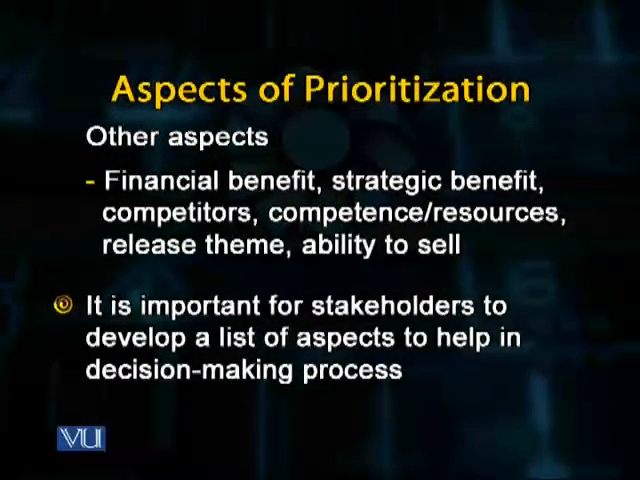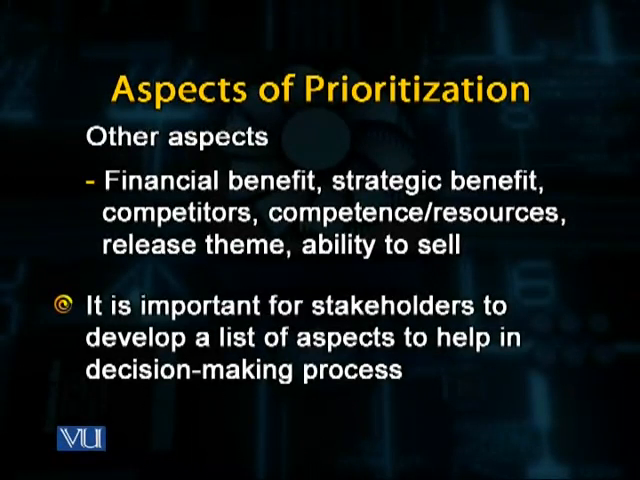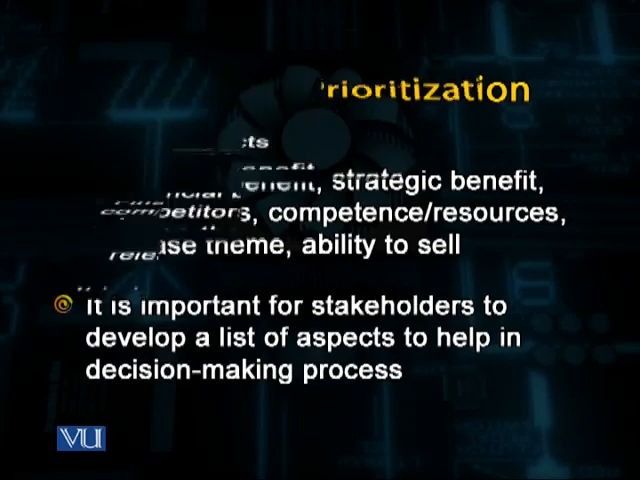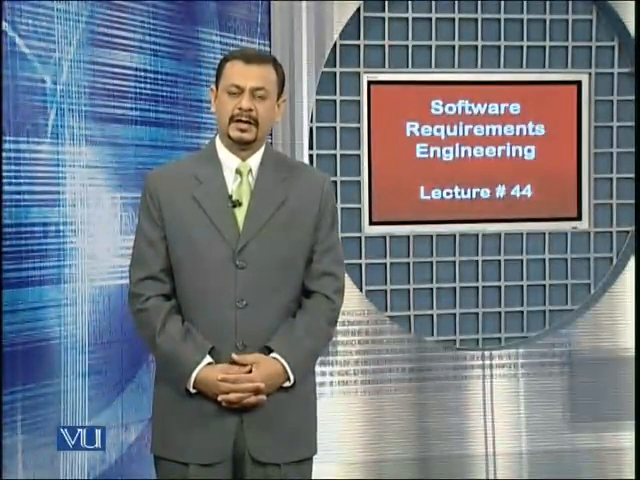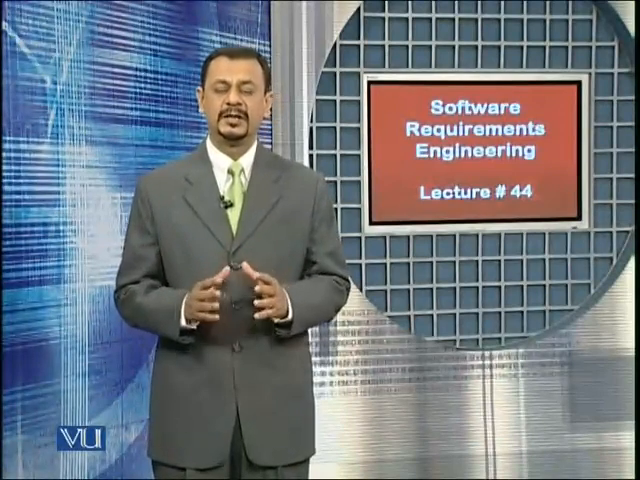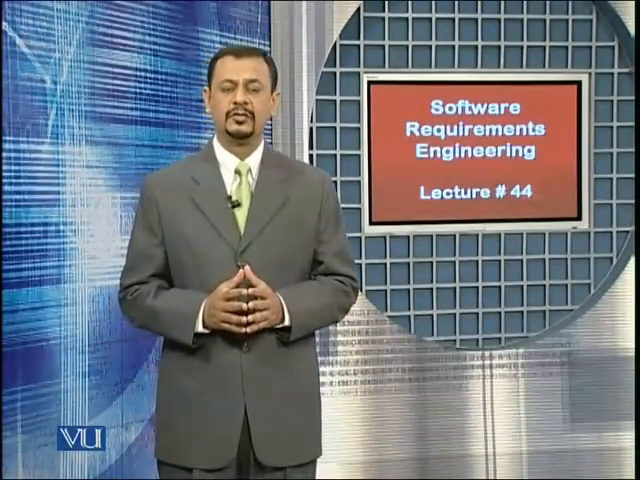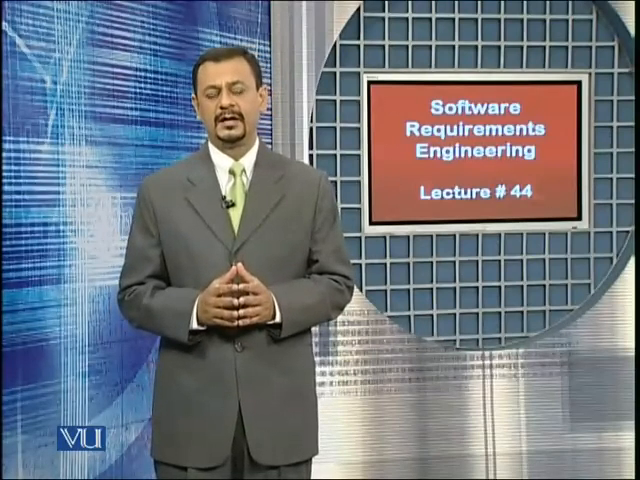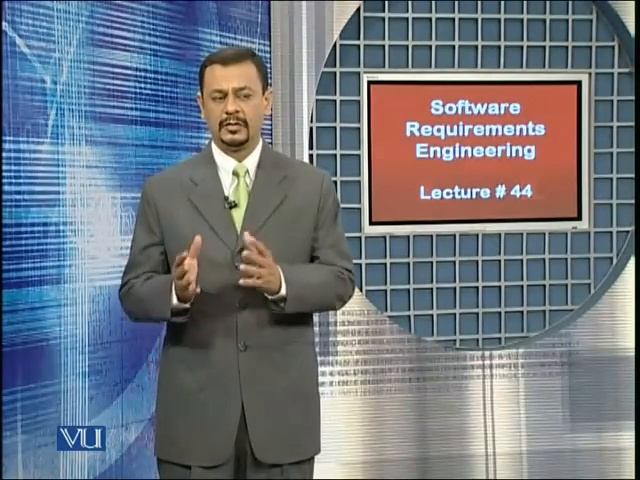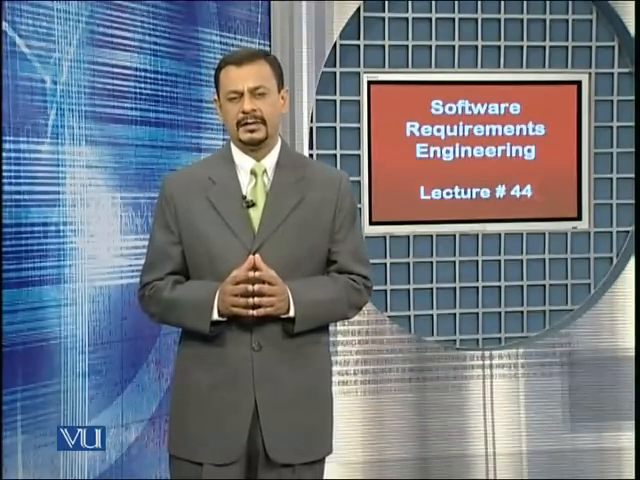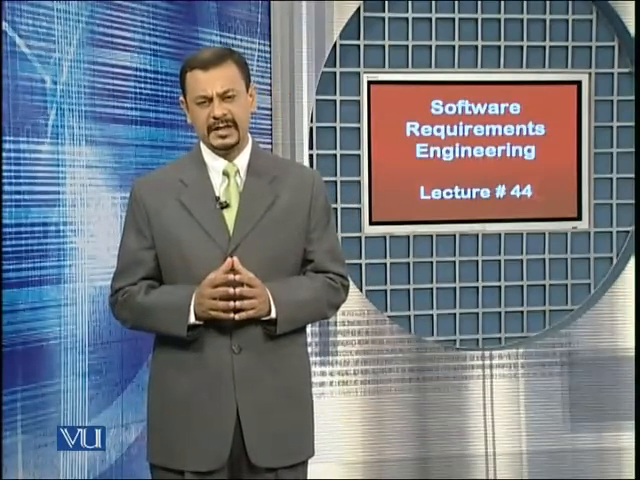Now, as we discussed, there are a number of aspects that we need to look at. And so it is the responsibility of different stakeholders to develop a list of priorities of aspects that they want to include and they want to make part of the decision-making process. And so this responsibility falls on the stakeholders to guide the developing team so that they can give priority to one requirement over other. And also we can combine different aspects.